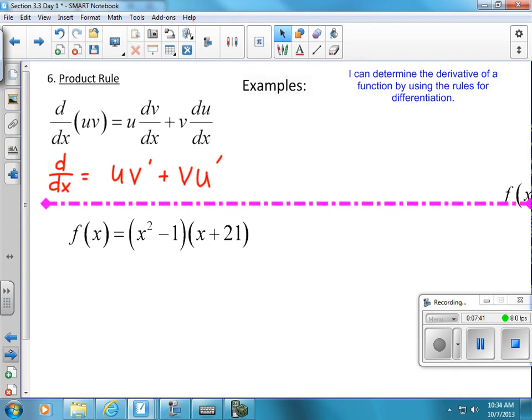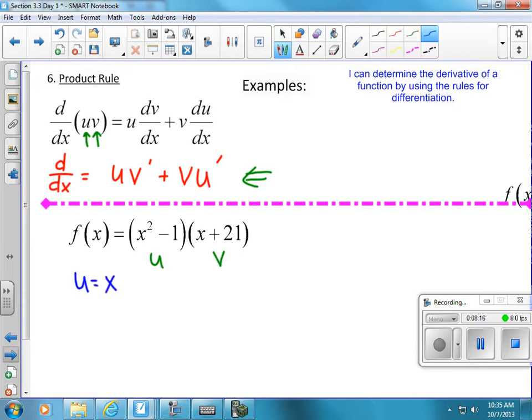Okay, next, product rule and quotient rule are 2 very important rules we use all the time in calculus. This is when you have a function times a function. If you have a function times a function, you take the first function times the derivative of the second plus the second function times the derivative of the first. Oftentimes, I will write it like this: uv prime plus vu prime. So what we're going to do first is establish a u and a v, and then we're going to find both of their derivative values.